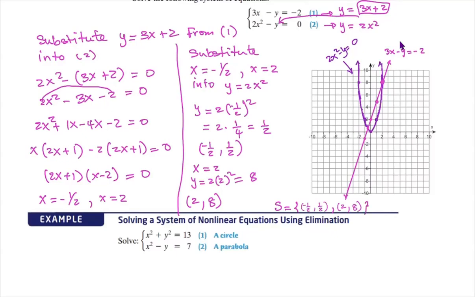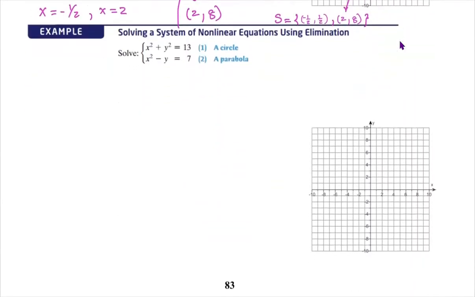So that's your solution for this system, and that's pretty much what the graph we had showed. Let's try the second example here. Same thing we're gonna try to do, and this is a circle. So the center is 0, 0, and the radius is square root of 13.